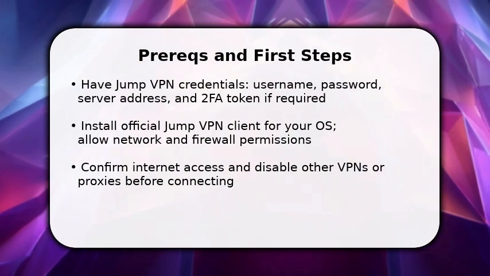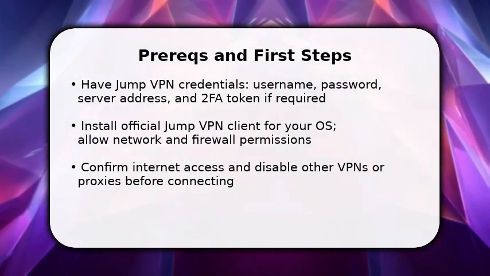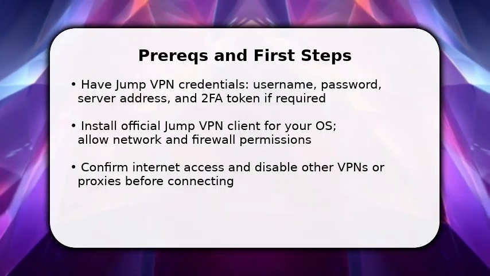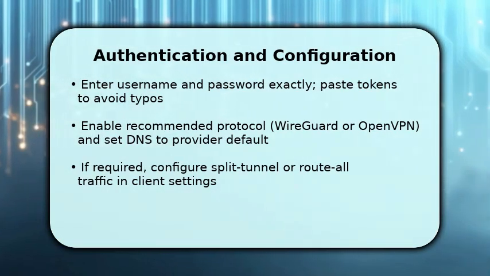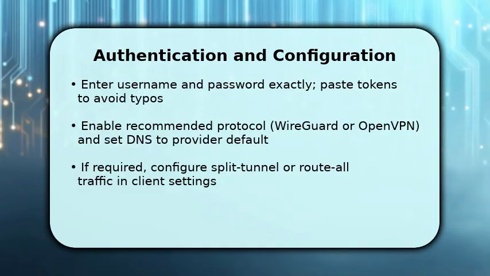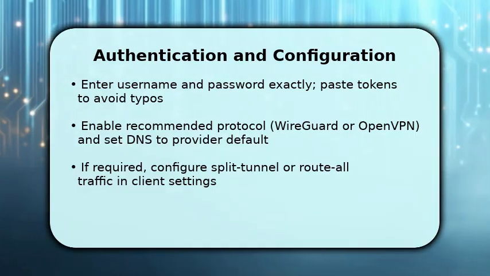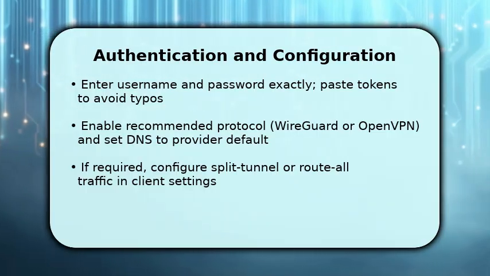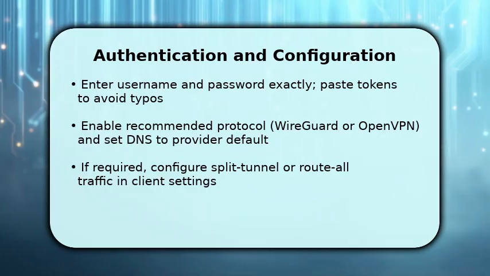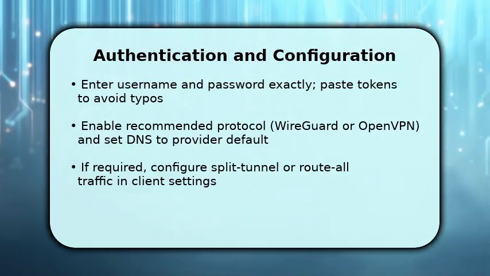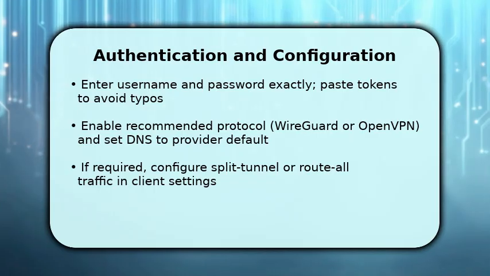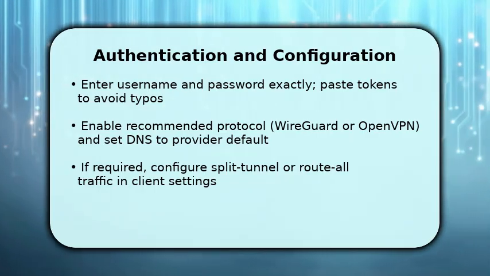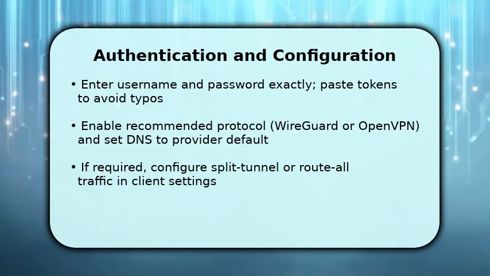You now authenticate and configure. Enter your username and password, and if possible, paste your 2FA token to eliminate typing errors. Then select the recommended protocol, WireGuard for speed or OpenVPN for compatibility, and set DNS to the provider's default to prevent leaks. If your use case needs only specific traffic through Jump, enable split tunnel and add subnets. Otherwise, choose Route All. Make sure to save.